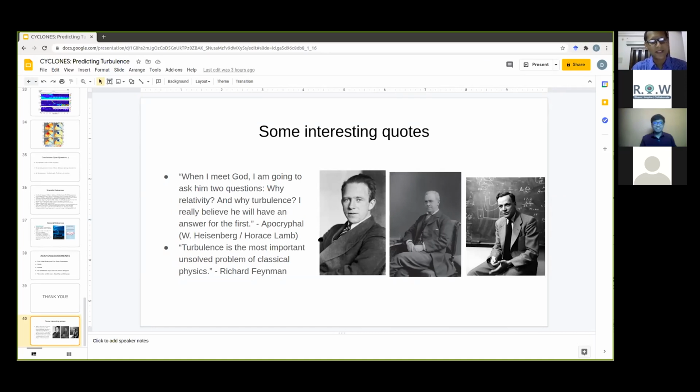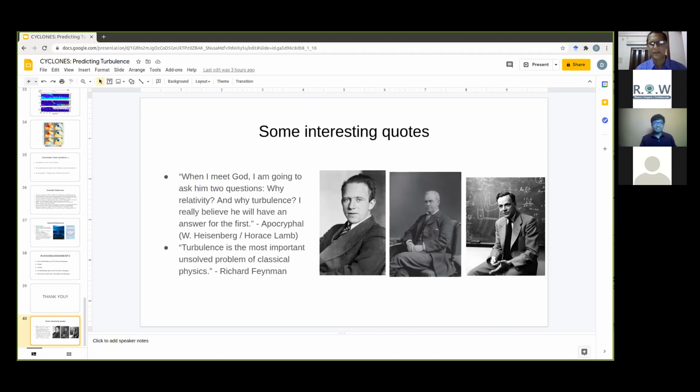And the second quote is that turbulence is the most important unsolved problem of classical physics. It's by Richard Feynman. You can clearly see Richard Feynman here towards the extreme right. He's one of the most famous physicists, a really brilliant guy. And classical physics, at the middle of the 20th century, or even at the start of the 20th century, people sort of stopped doing classical physics.